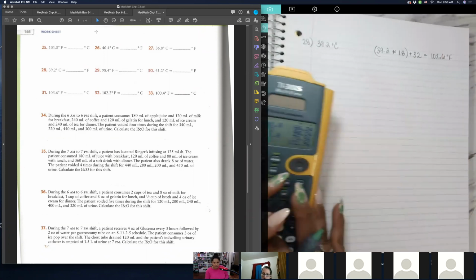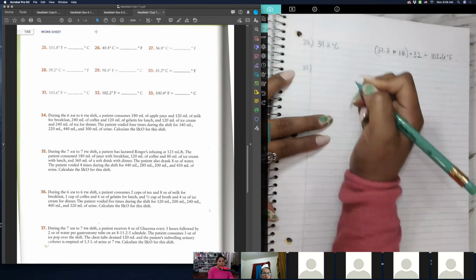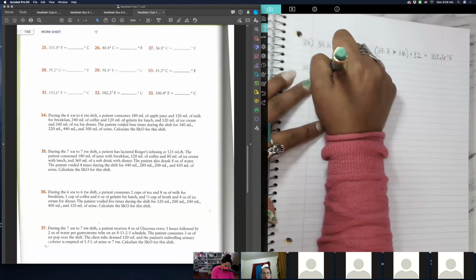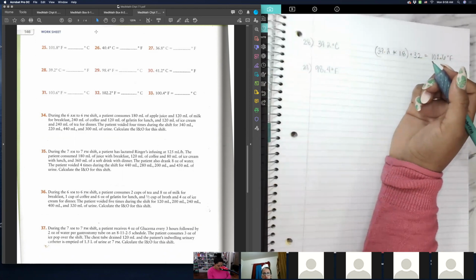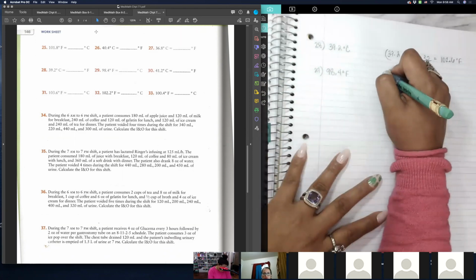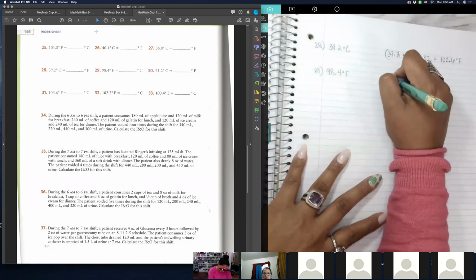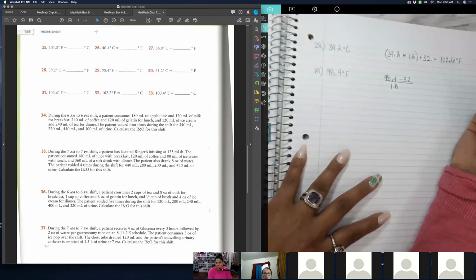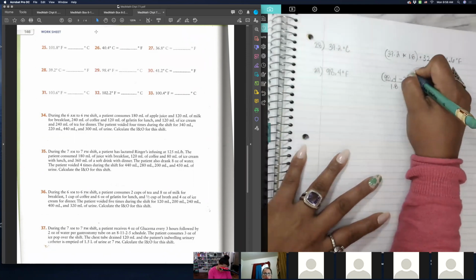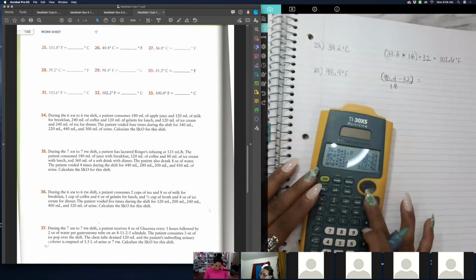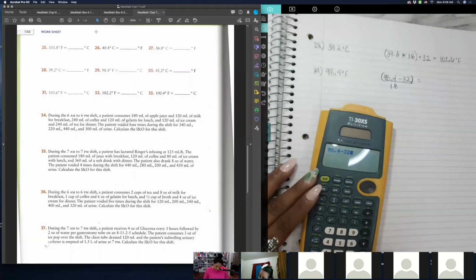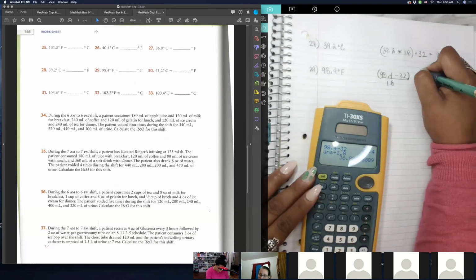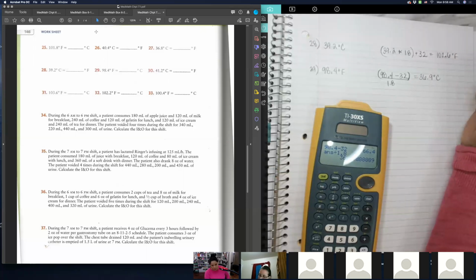All right, 29 is asking us to convert 98.4 degrees Fahrenheit to Celsius. Okay, so again, to convert from Fahrenheit, we take our temperature in Fahrenheit, 98.4, then subtract 32, and then divide by 1.8. So 98.4 minus 32, then divide by 1.8. Rounded to the tenth place, that is going to give us 36.9 degrees Celsius.